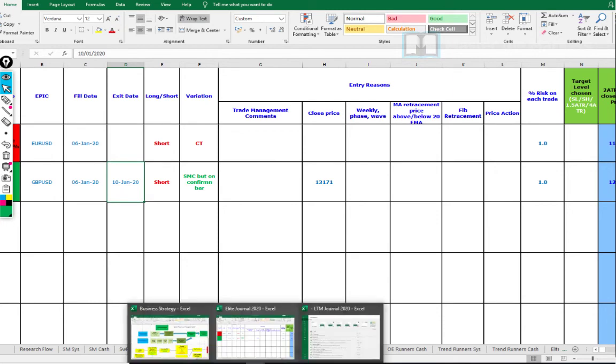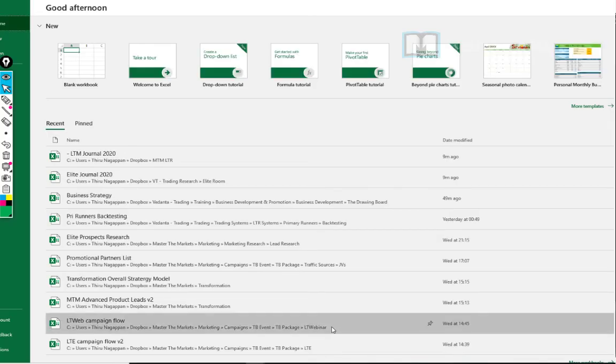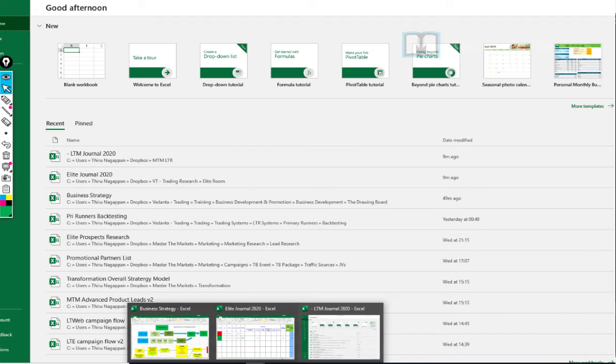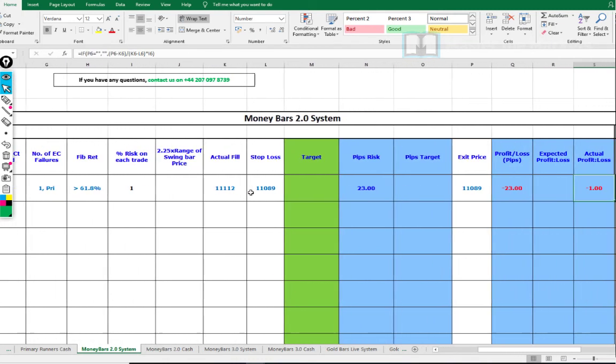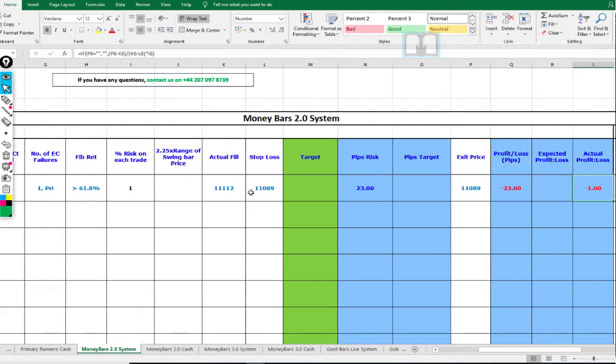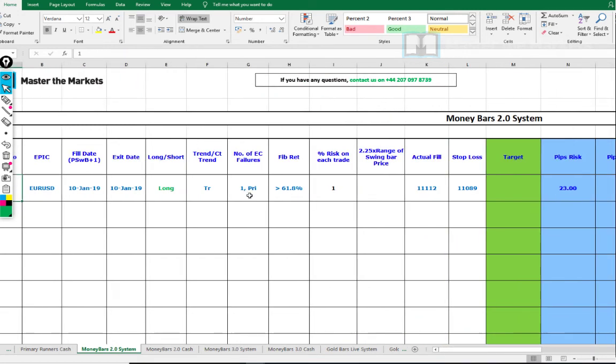Now, the other one, in terms of the live trading room, not sure why this one is coming up here. In any case, so live trading room over there. We had money bars. We did take that. Remember, I showed you that trade on euro dollar to capture the swing bar, but we didn't get lucky on that one. That was a -1.